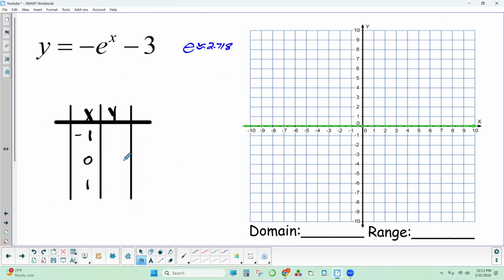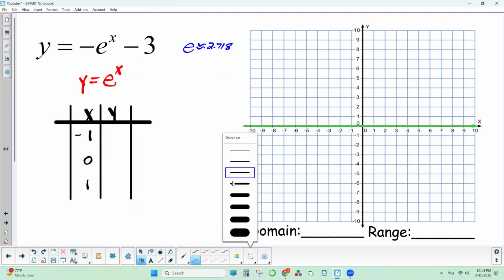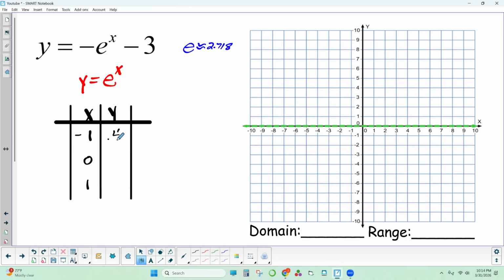So I'm going to fill out my table, but first establish that my parent function is y equals e to the x. All right. So if we plug in a -1, we get 1 over e, which is approximately 0.4, rounding to the tenths. e to the 0 is 1, and e to the 1 is simply e, which we will round to 2.7.